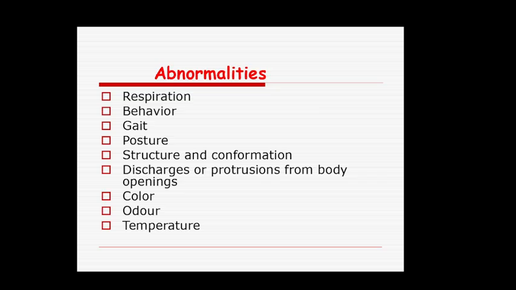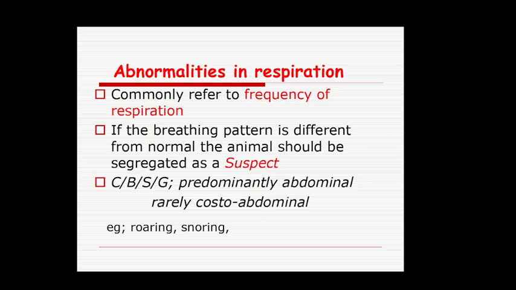So these are the abnormalities that we have to check in the antemortem examination: for example, respiration, behavior, gait, posture, color, odor, temperature, etc. Then, what are the abnormalities in respiration? For example, the frequency of respiration may change, and there may be respiratory anomalies like roaring and snoring. If the breathing pattern is different from normal, the animal is segregated as a suspect, which means it is suspected of disease.